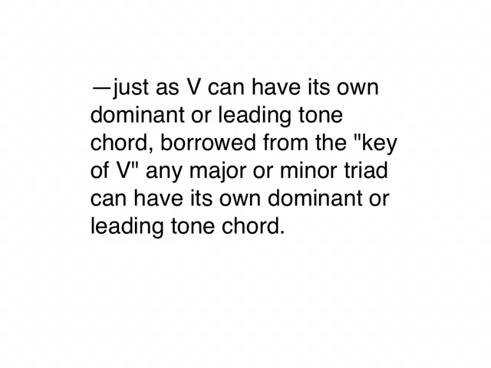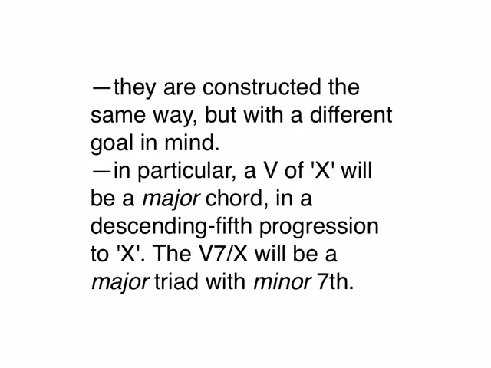Just as 5 can have its own dominant or leading tone chord, borrowed from the key of 5, any major or minor triad can have its own dominant or leading tone chord. They're constructed the same way, but with a different goal or target in mind. In particular, a 5 of x, whatever scale degree x is, will be a major chord in a descending fifth progression to x, our target. So a 5 of 2 will be a major chord in a descending fifth progression to 2.